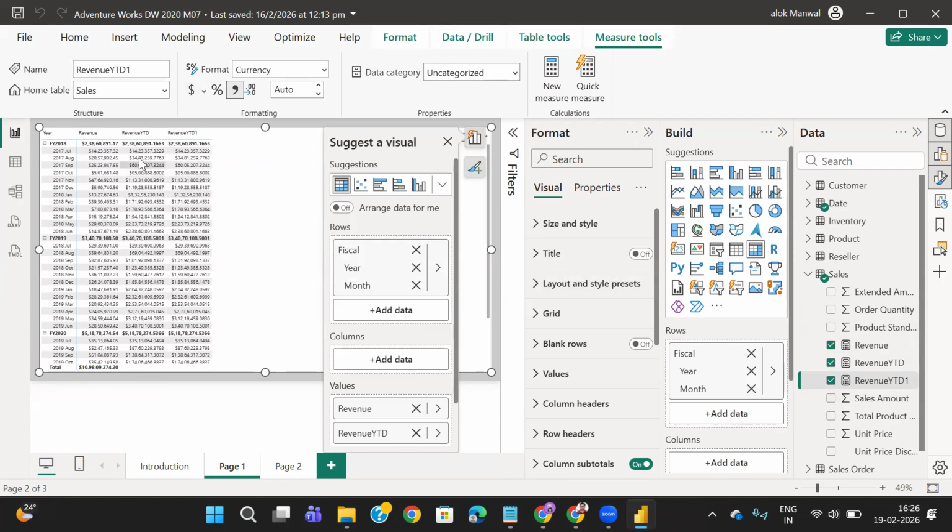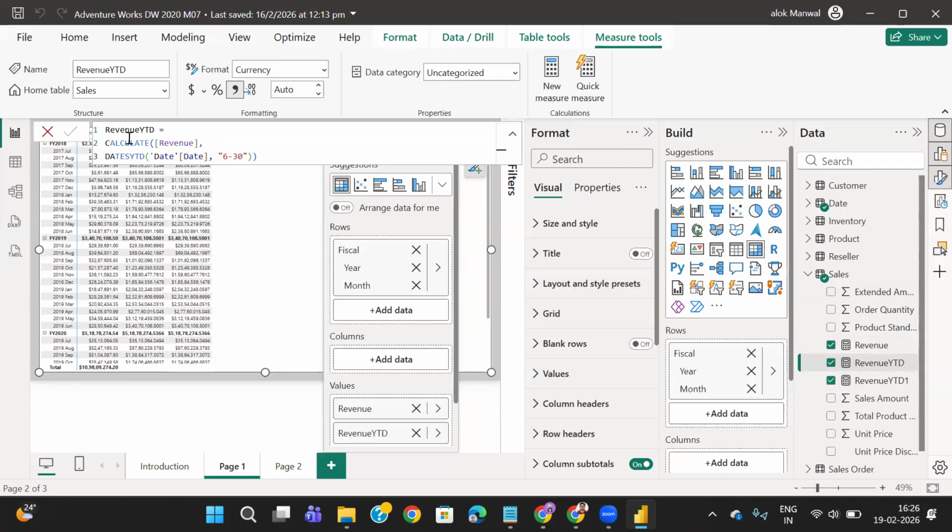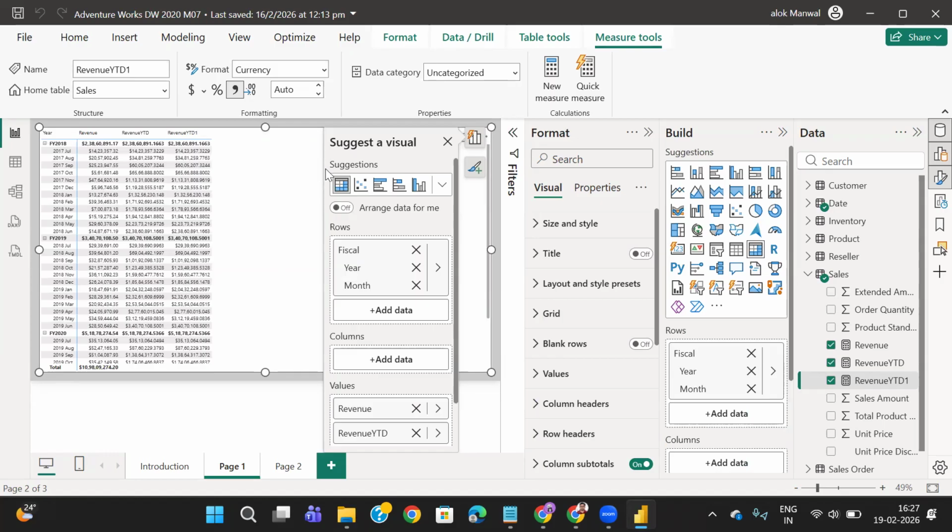It is giving me the same result here, as revenue YTD is giving. The only difference is we have used a simple total here. We have used the calculate function with the dates YTD, and here we have used only one total YTD to calculate the same thing. So that's how it works, and you can use this as well here. It's not a very big deal. So you understood what this function does basically?